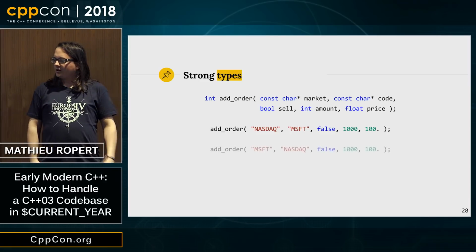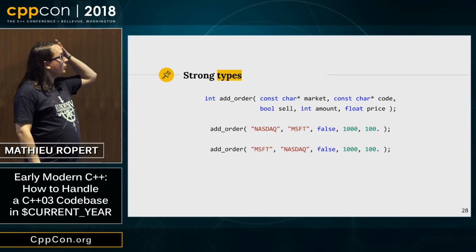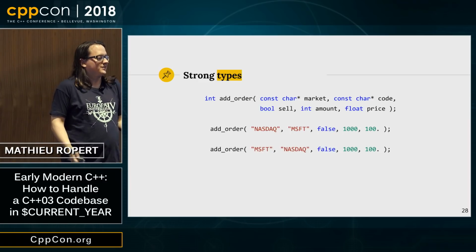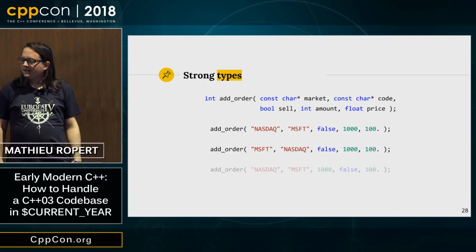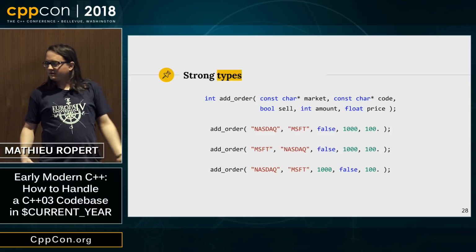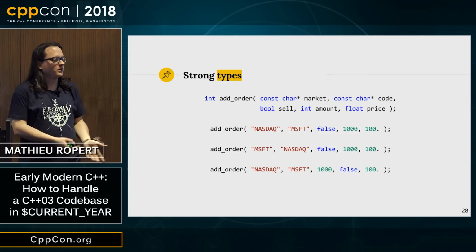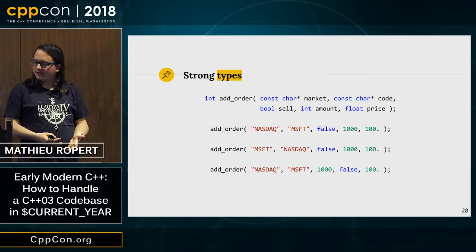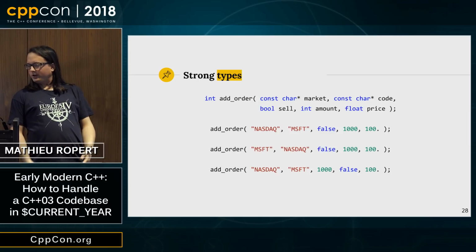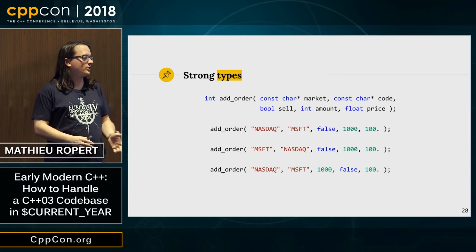Great. Oh, what happens if I write this? Well, it compiles. Fortunately, there's probably no market called Microsoft, so I'm probably going to get rejected. That's not great, but that's not terrible. I can also probably flip the Boolean and the quantity. Oh well, 1,000 is actually true because it's not 0. So I'm going to try to sell. Wait, what am I? Oh yeah, I'm going to try to sell 0 shares for $100.